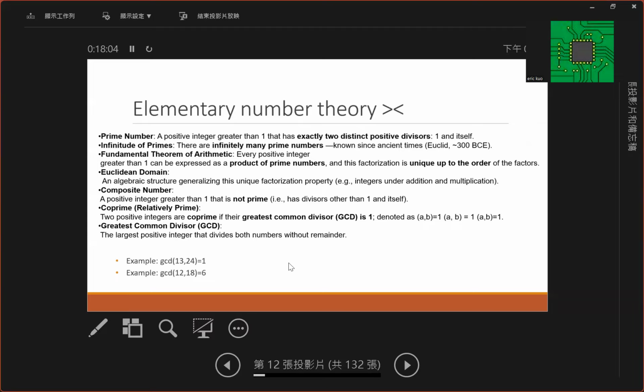Basically, it's the largest positive integer that divides both numbers without remainder. For example, we use GCD, right? Greatest common divisor. The GCD of 13 and 34 is 1 because they are relatively prime. You can check. And the GCD of 12 and 18 is 6. If you have any questions, you can ask.